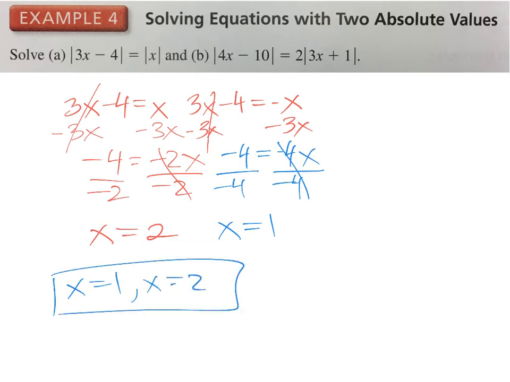All right, let's go to the next example. I think I could squeeze it in here. Actually, I'm going to write it down here. I'm doing part B down here. So I got absolute value of 4x minus 10 is equal to 2 times absolute value of 3x plus 1.